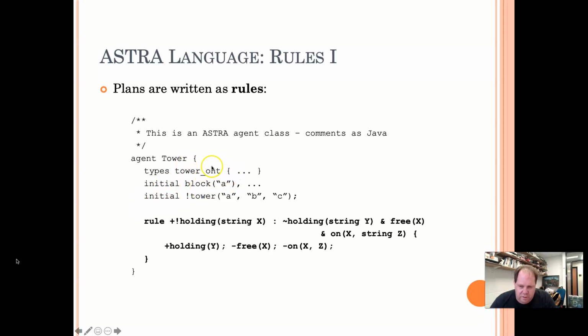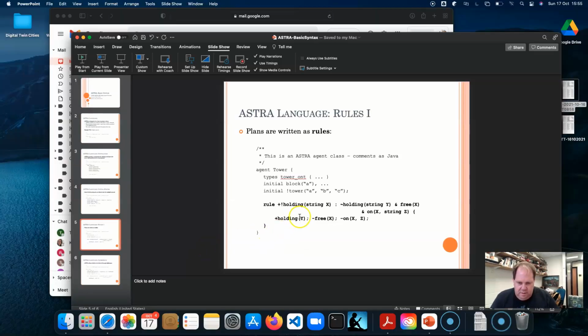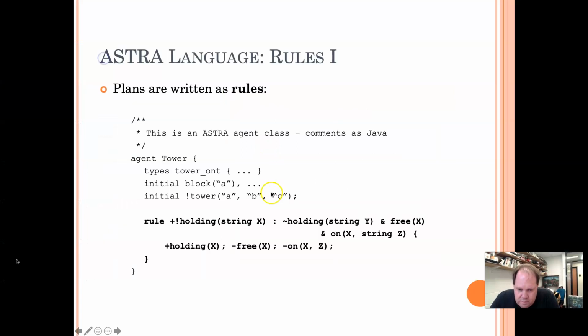Once you've got your initial state and you've got your types, you can then write rules. So here's an example of the rule for picking up some block X. You have the goal to be holding X. Notice you're going to have to define the type. If you're not holding some block Y, and X is free, and X is on some block Z, then you can pick X up by adding the belief holding X, removing the belief that X is free and removing the belief that X is on Z.